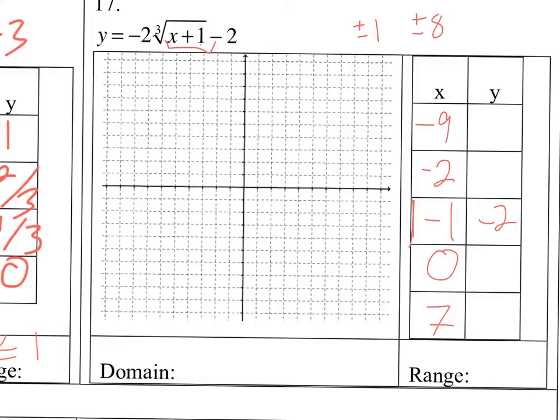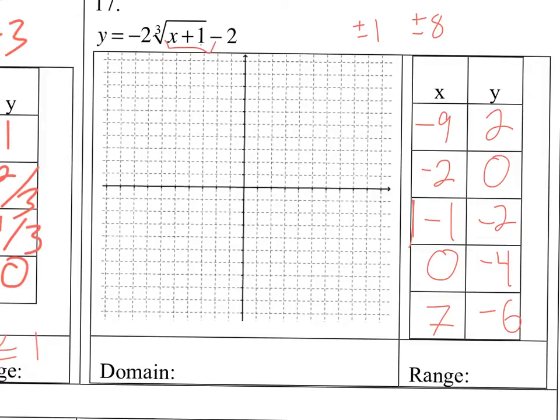All right, 0, cube root of 1 is 1. Negative 2 minus 2 is negative 4. 7, cube root of 8 is going to be 2. Negative 4 minus 2 more is going to be negative 6. Negative 2 makes negative 1. Positive 2 is going to be 0. Negative 9 plus 1 is negative 8. Cube root of negative 8 is negative 2. Negative 2 times negative 2 is positive 4. Minus 2 is positive 2.